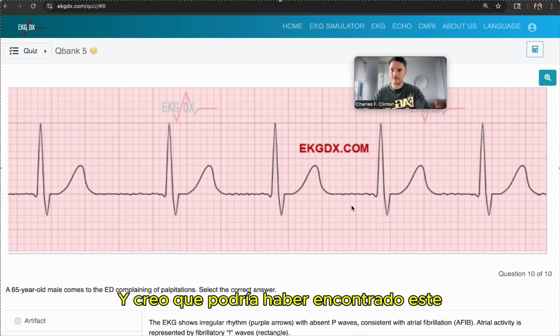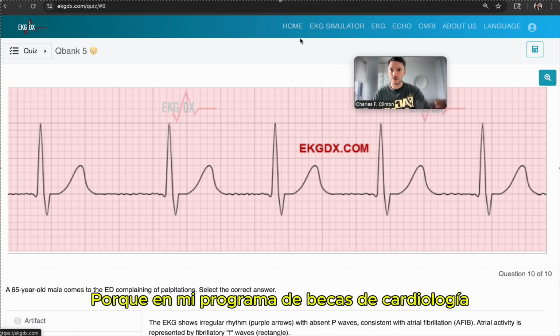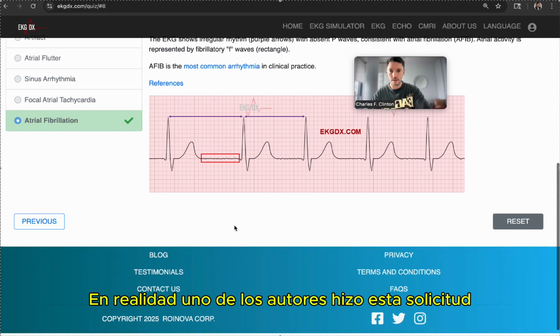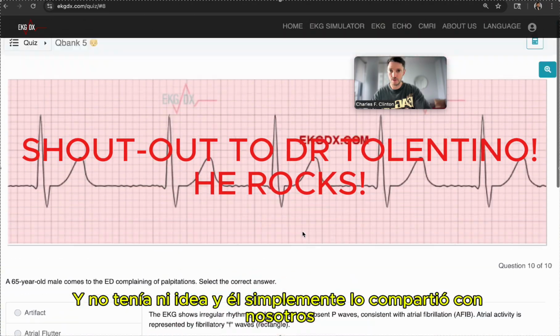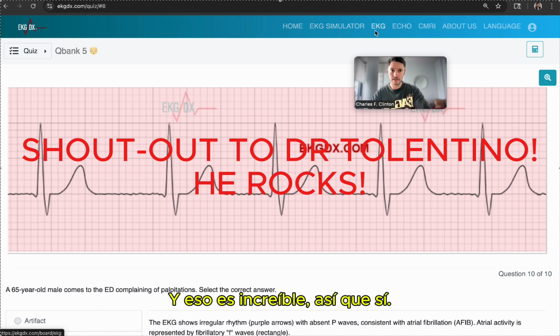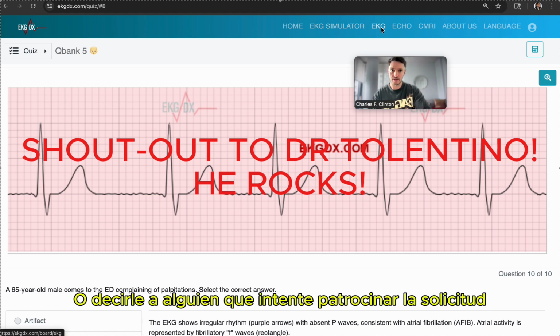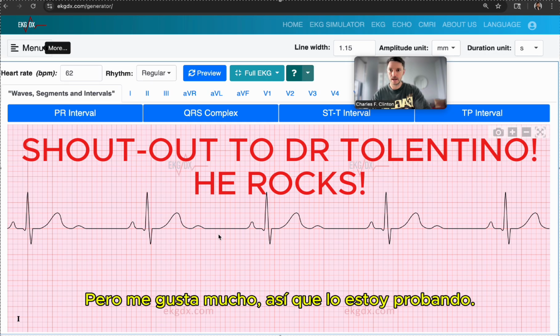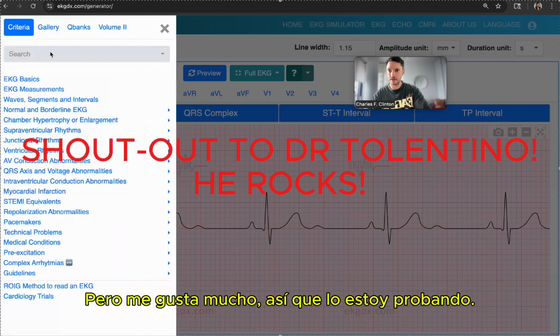I think I might have found this one, and I actually stumbled upon it because in my cardiology fellowship program, one of the authors made this application and I had no idea, and he just shared it with us, and that's incredible. He didn't even tell anyone to try to sponsor the application, but I'm really liking it, so I'm trying it out.